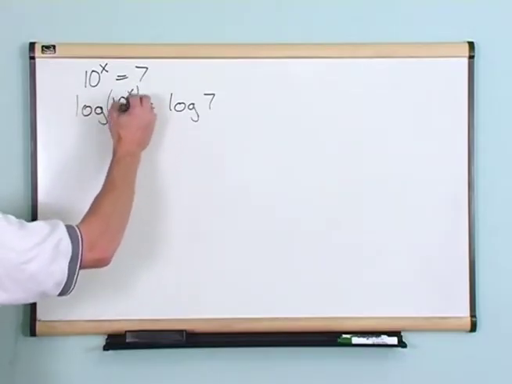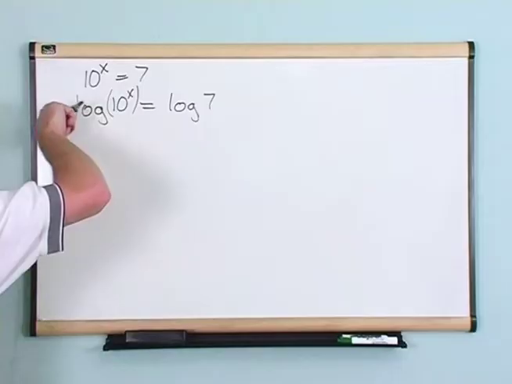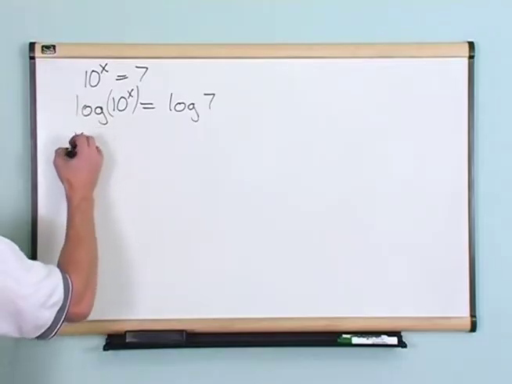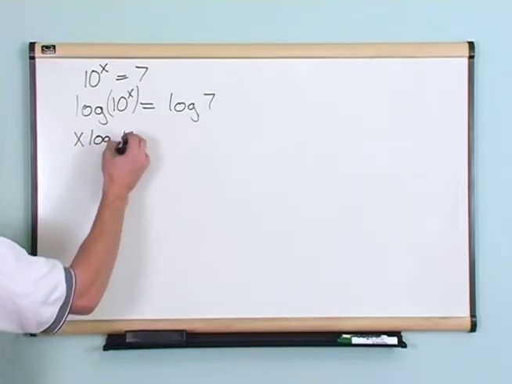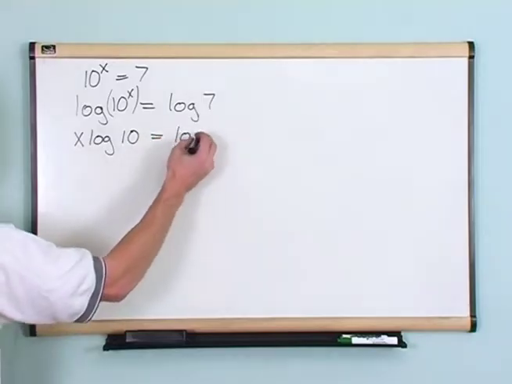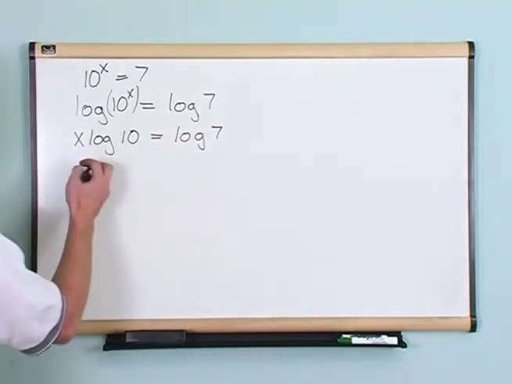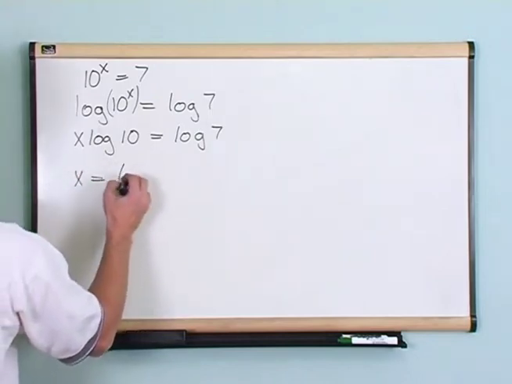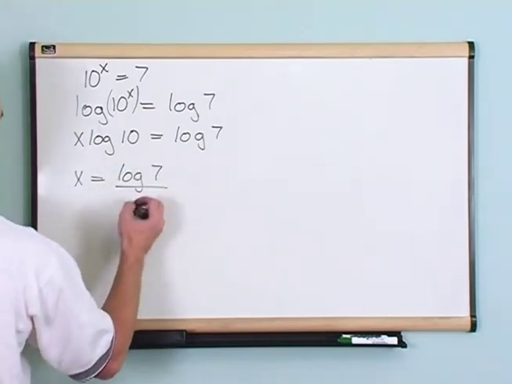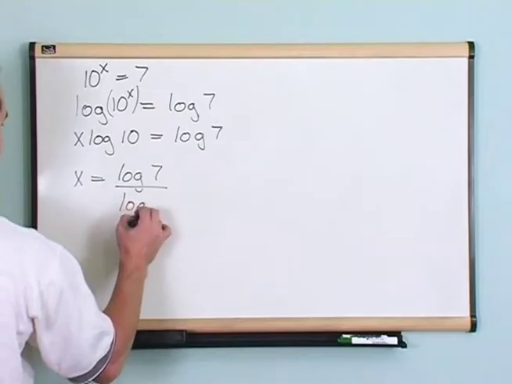Okay. Log of 10 to the x: remember, when you're taking the logarithm of something with an exponent, you can take that exponent out, so that becomes x times log of 10 equals log of 7. So now it's simple. You can just solve for x, and that's going to be equal to log of 7 over log of 10.